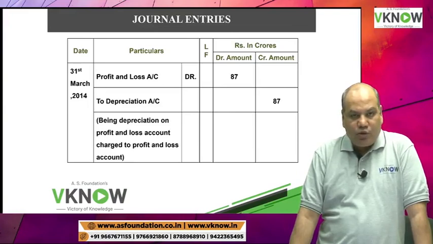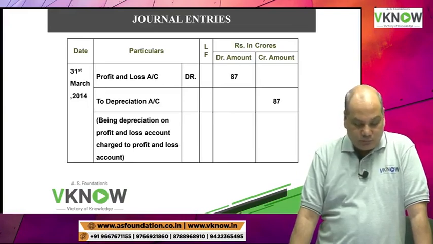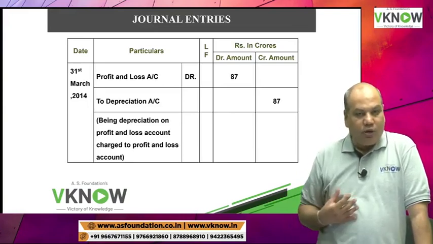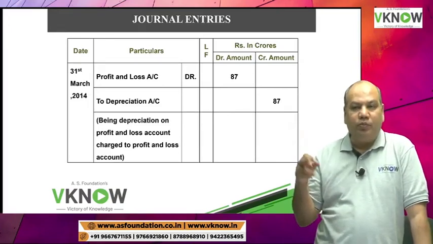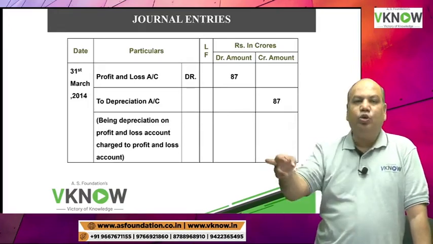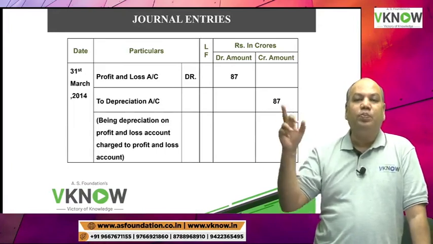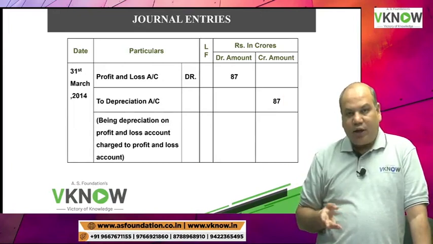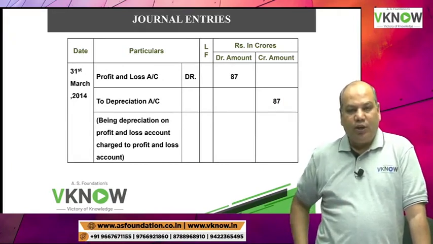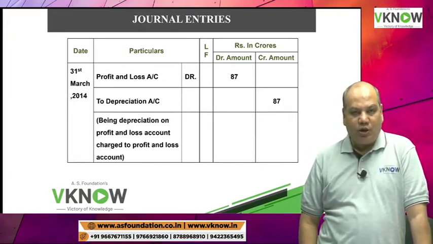P&L account debit to depreciation account. So what you are observing is that the foreign exchange difference, instead of directly going to P&L account, is indirectly going to P&L account through depreciation. It is an indirect way of routing the exchange difference to P&L account.